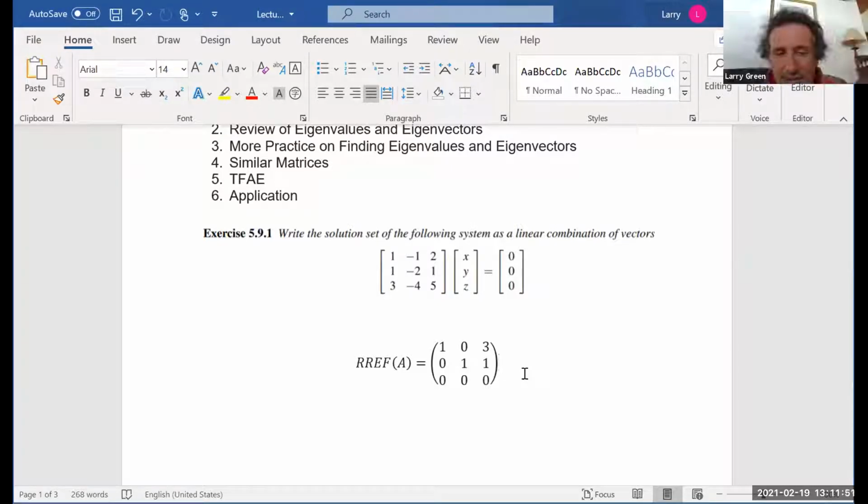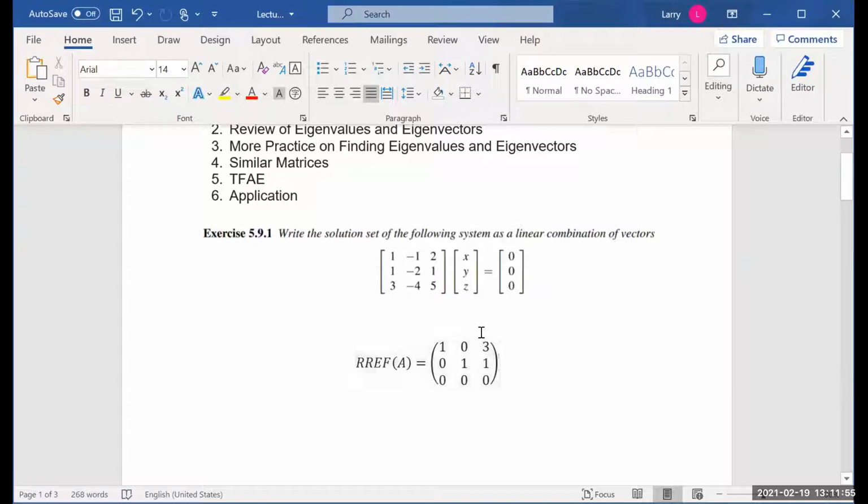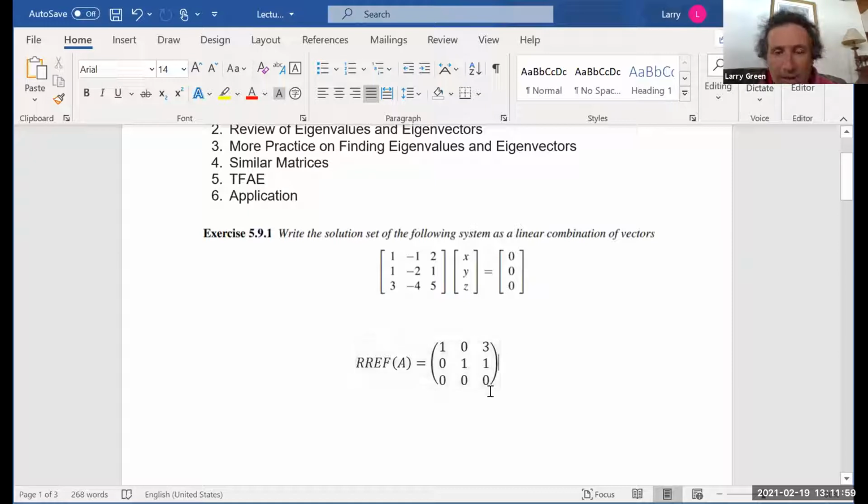One more guess. 1. 1. There's one free variable. Do you see that? The third variable is the free variable. There's 2 pivots. So the rank is 2. And remember, the rank plus the nullity is equal to n, the number of columns. There's 3 columns, 2 pivots, 1 free variable. So that means we just need 1 vector.